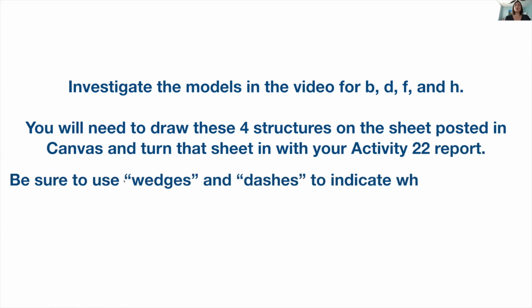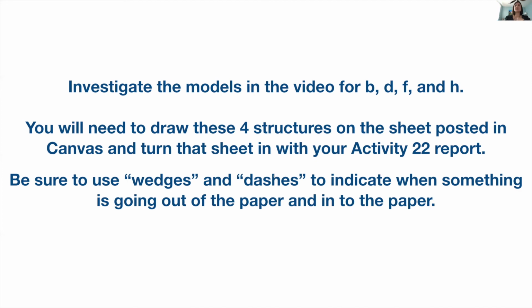Be sure in all your diagrams that you're drawing to show the 3-dimensional nature of it. So you want to use wedges and dashes to indicate when something's coming out of the paper, those are the wedges, and into the paper, which are the dashes. Make sure you indicate that for those 3-dimensional structures. So you'll have activity 22 plus this extra sheet where you're going to draw the 4 structures, B, D, F, and H. I'll show you those on the video. You might want to pause the video when I show the still images of these so you can draw them on this extra sheet that you need to print out from Canvas.